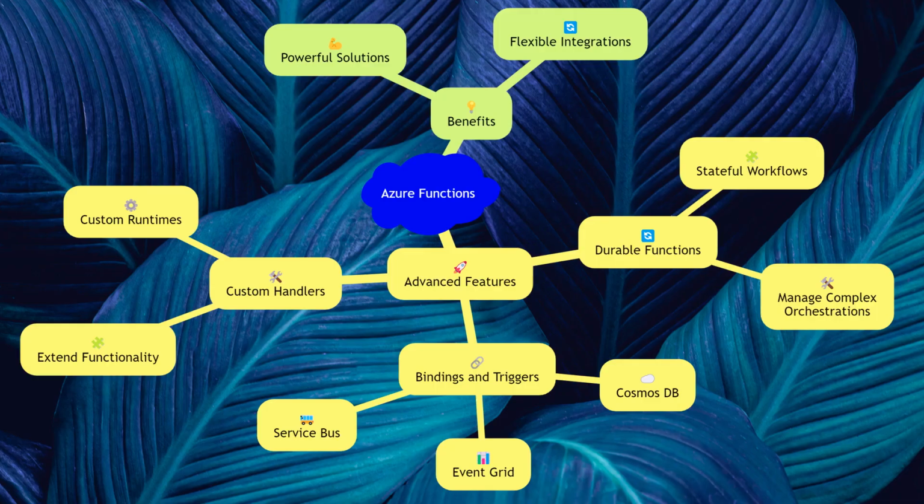Azure Functions offers advanced features and integrations that enhance its capabilities. Durable functions enable you to write stateful workflows using code, making it easier to manage complex orchestrations. Bindings and triggers allow seamless integration with various Azure services, such as Cosmos DB, Event Grid, and Service Bus. Explore custom handlers to extend the functionality of Azure Functions with custom runtimes. Leveraging these advanced features and integrations can help you build more powerful and flexible cloud solutions.